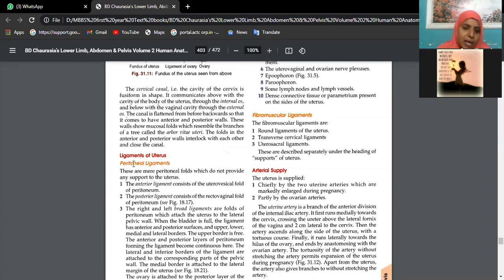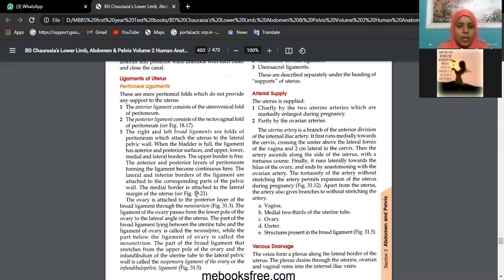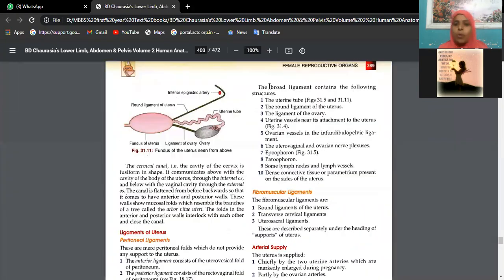Then we have the ligaments of the uterus. What are the various ligaments? Just now we discussed the broad ligament. I told you this ligament completely encloses the uterus and thickens in three areas to form the mesometrium, mesosalpinx and also the mesovarium. I have told you the contents showing them.